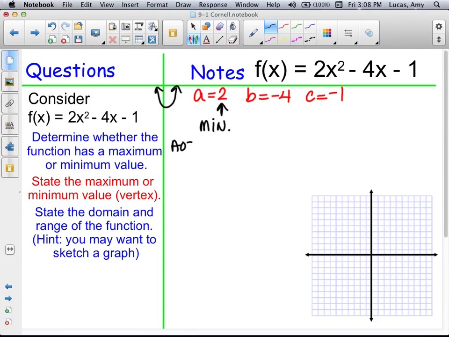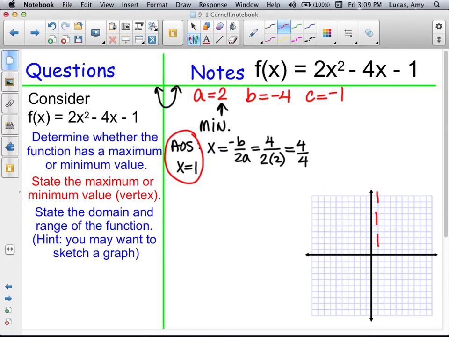Axis of symmetry first. X equals the opposite of b over 2a. The opposite of -4 is +4. 2 times 2 is 4. So our axis of symmetry is x equals 1. So +1 this time. So my axis of symmetry is right here. Vertical line through, x equals 1.